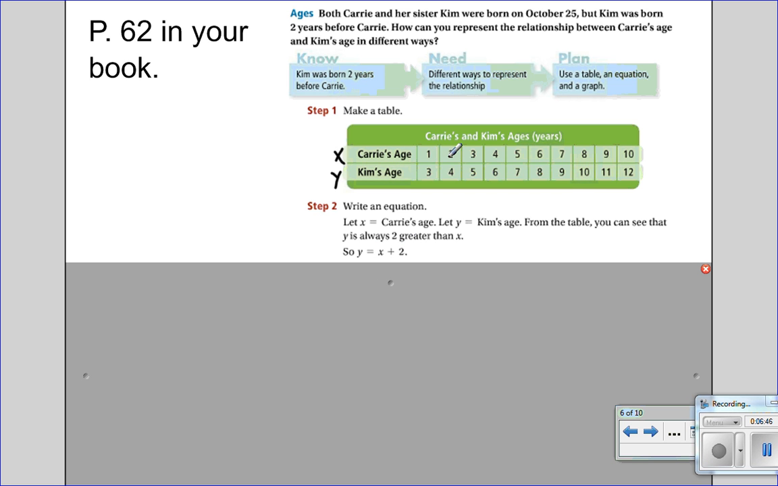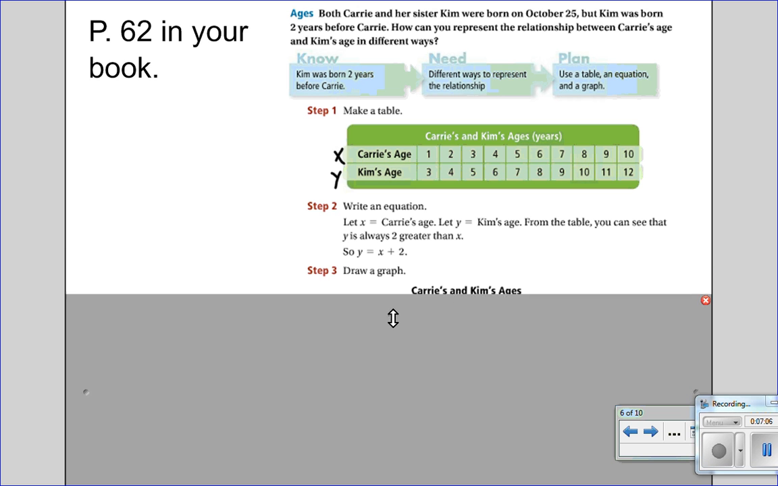1 plus 2 is 3. 2 plus 2 is 4. 3 plus 2 is 5. 4 plus 2 is 6. 5 plus 2 is 7. All we're doing is we're taking Carrie's age, plugging it in for x, and solving for y.